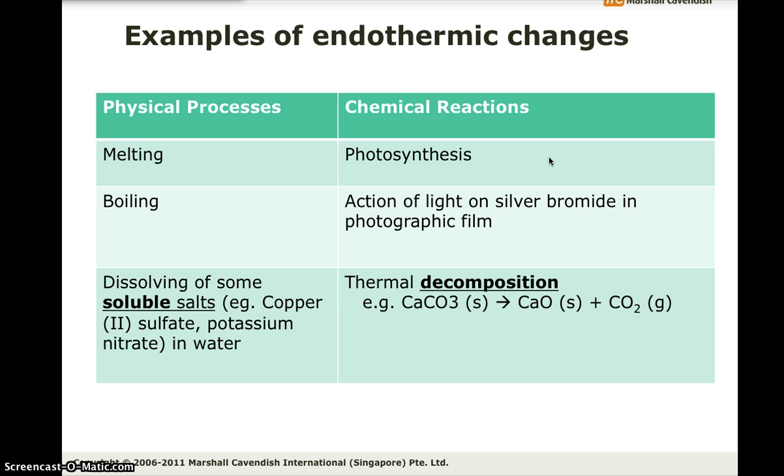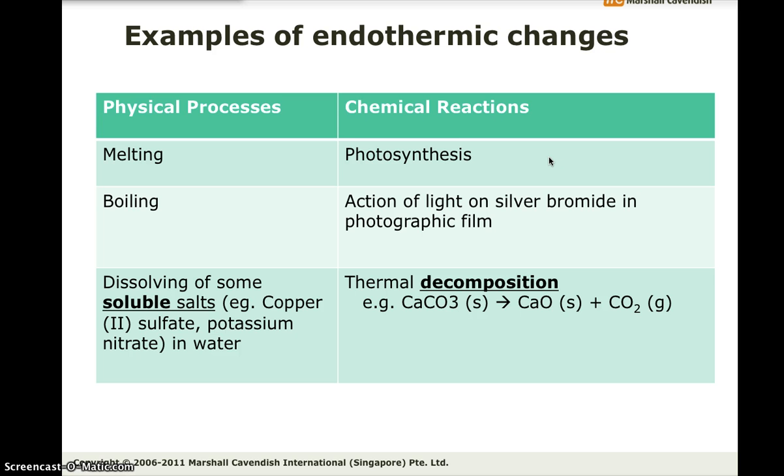Now this slide is very important. Examples of endothermic changes. Similarly, we have both physical and chemical reactions. For physical processes, the first example is melting. When you melt a solid to become a liquid, you need to supply heat energy. Heat energy is actually taken in, and therefore the temperature of the surrounding drops. So this is endothermic.